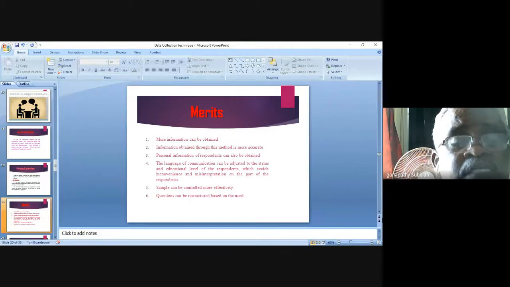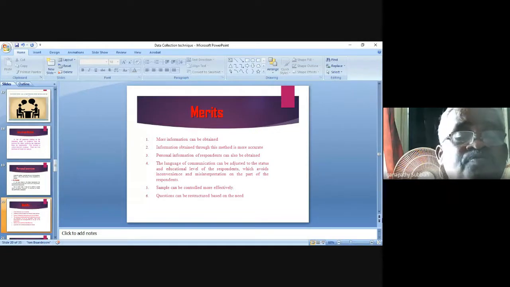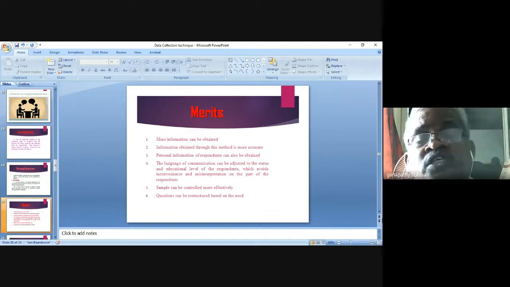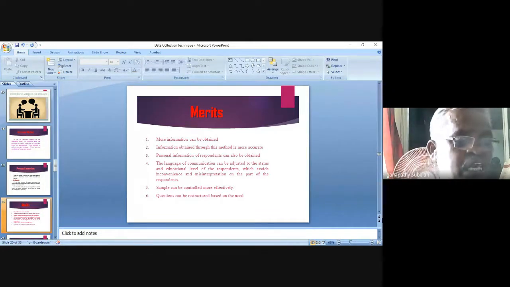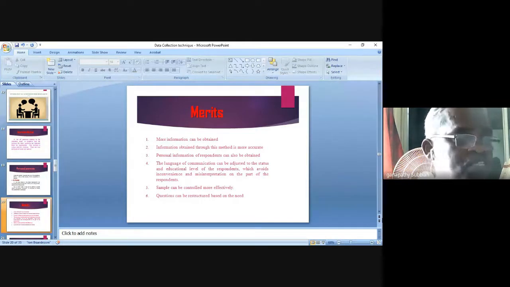Then there are some merits of the personal interview. More information can be obtained by the researcher from a personal interview. The information obtained through this method is more accurate, as the data is collected directly from the respondent by the researcher. Personal information about the respondent can also be obtained, not only the research information.